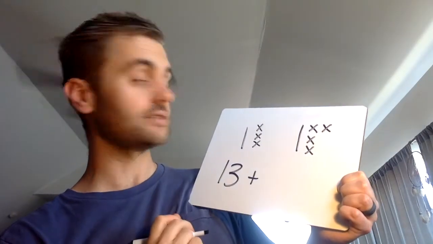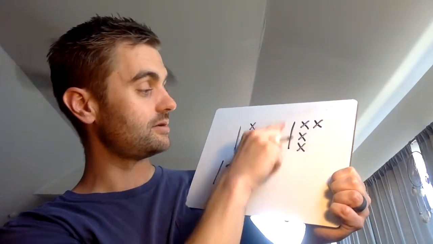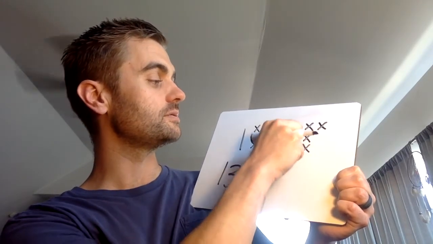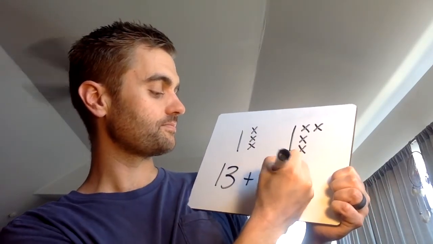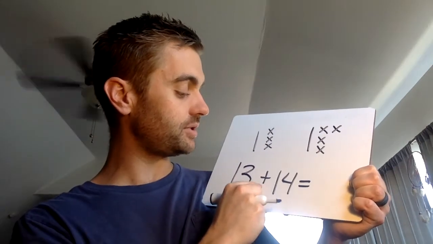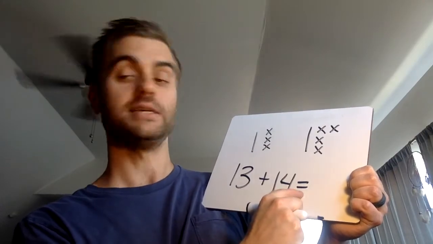Plus, let's look at the other side. I've got 1 ten. And let's count the ones. 1, 2, 3, 4 ones. All right, so far we have 13 plus 14 equals.